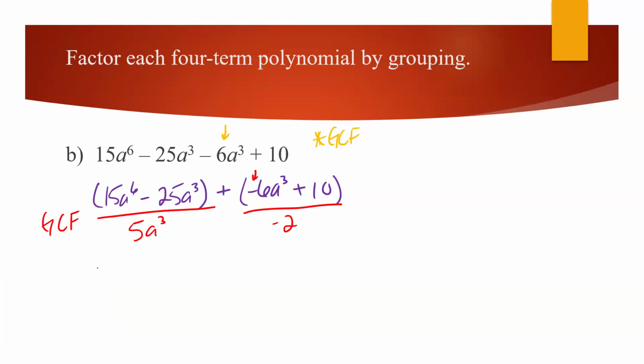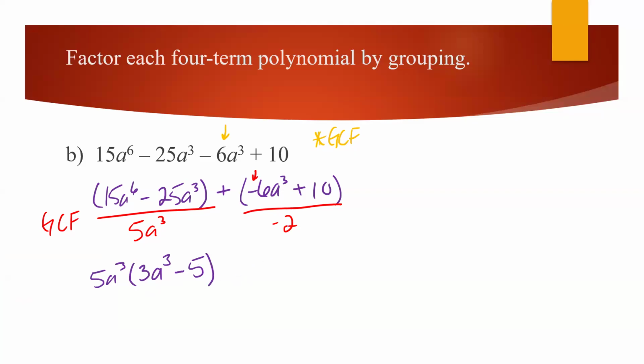We're going to factor out our GCF, and we get 5a to the 3rd. 15 divided by 5 is 3. A to the 6th divided by a to the 3rd is a to the 3. Negative 25 divided by 5 is negative 5. And a to the 3rd divided by a to the 3rd becomes Casper the Friendly 1.